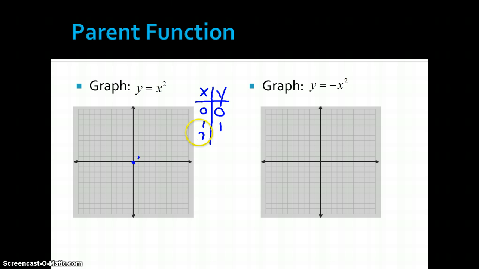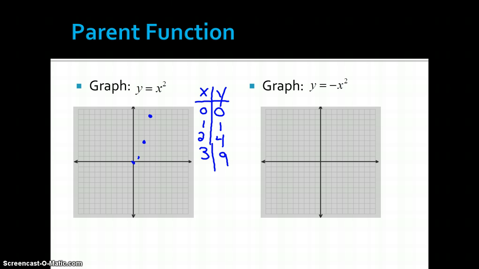When x is 2, y is 4. (2, 4) is right here. When x is 3, y is 9. So (3, 9) is on our graph. You can see this is growing very, very quickly.